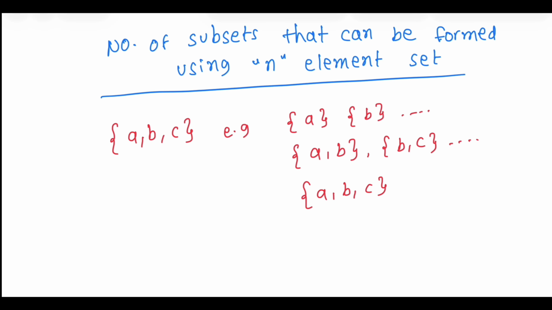In this video, we will try to intuitively understand how to find out the number of subsets that can be formed using an n-element set. So we are tasked with finding out the total number of subsets. For example, in this case, I have a 3-element set A, B, C, and these are some of the example subsets that can be formed, right?